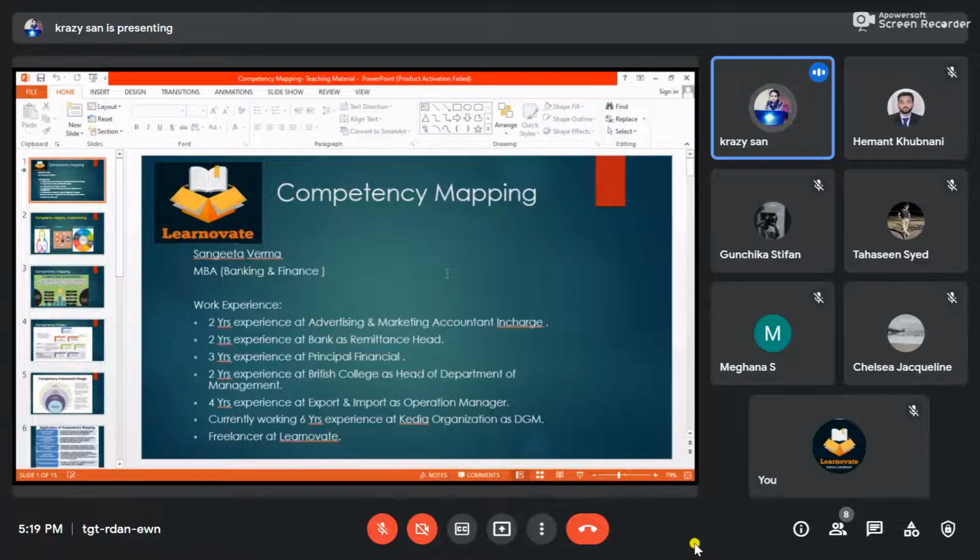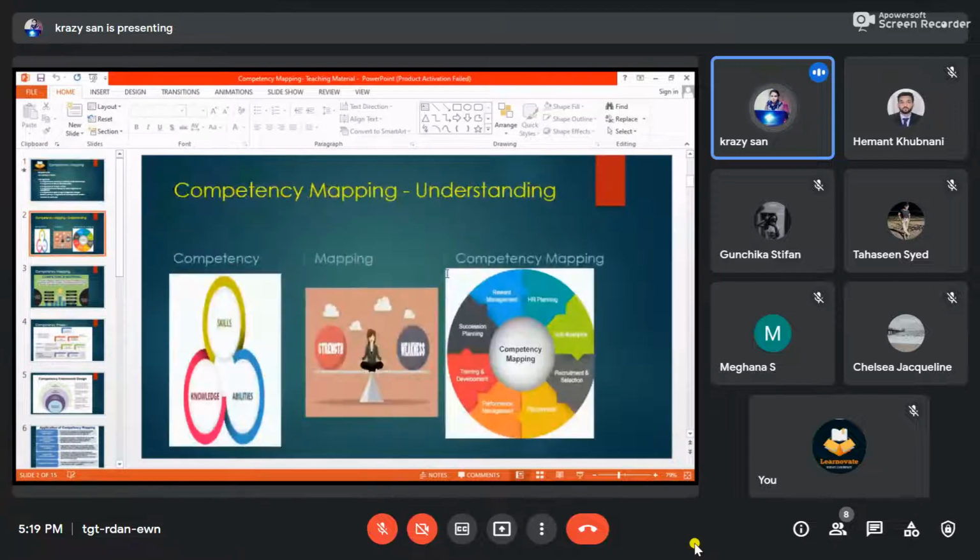Friends, today's topic of the session in HR is competency mapping. Over here, we see what the meaning of competency is. We'll understand first competency separately and then mapping, and then how they get combined into the complete word, competency mapping. So let's first understand what competency is.